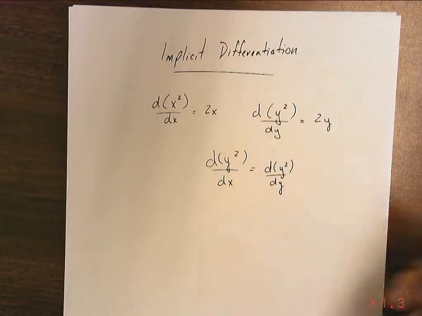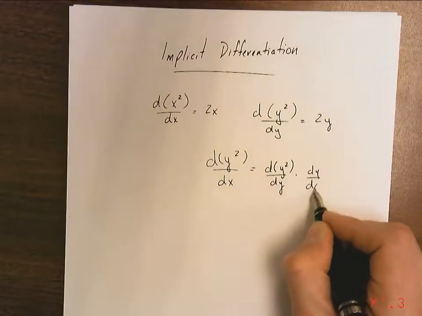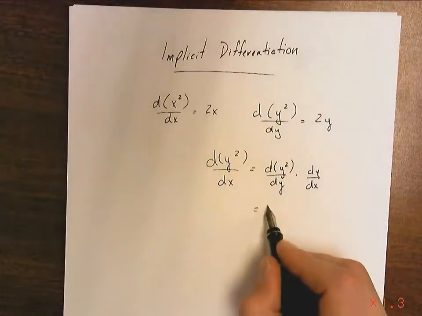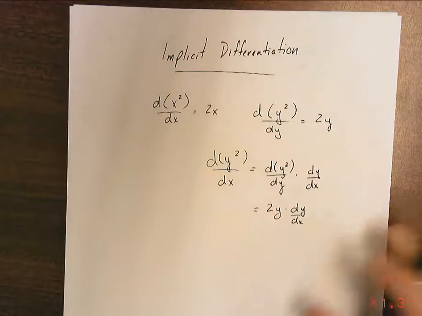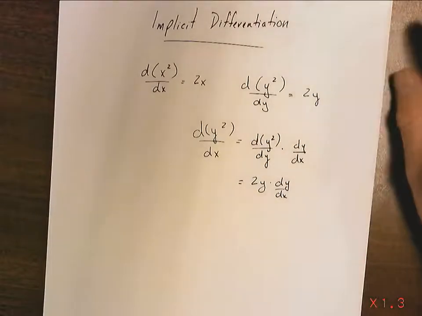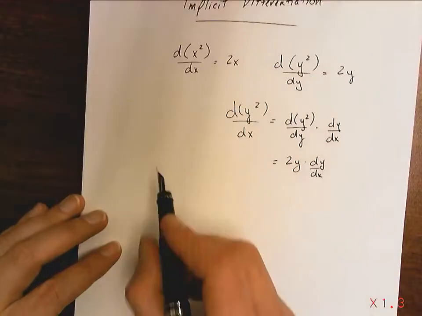So we're going to take the derivative of the y squared, the derivative of the outside, and then multiply it by whatever the derivative is of y in terms of x, leaving us with 2y times dy by dx. Without knowing what y is in terms of x, we're stuck there. We can't go any farther.